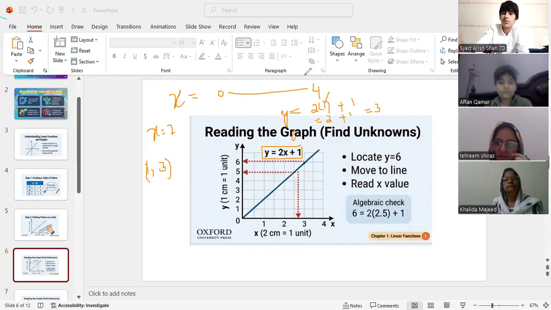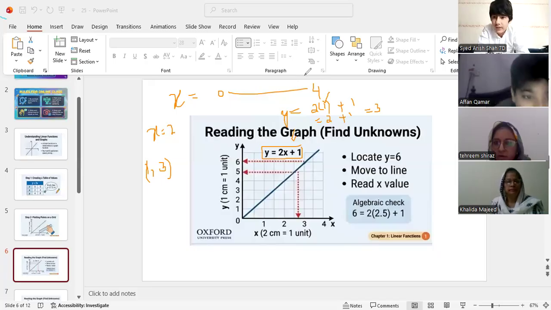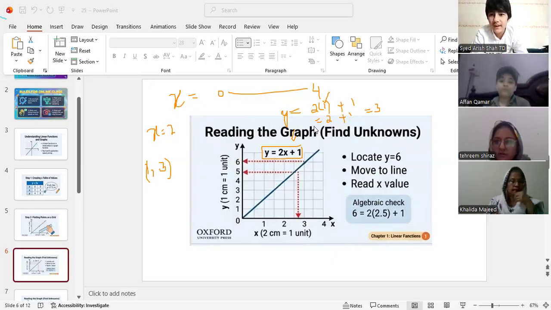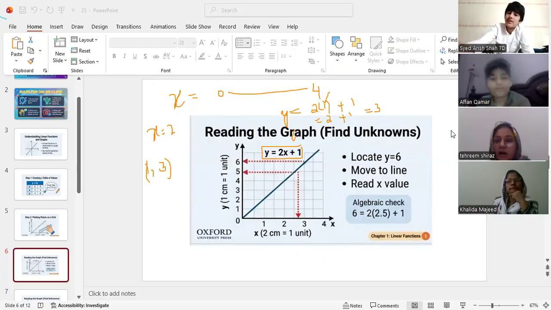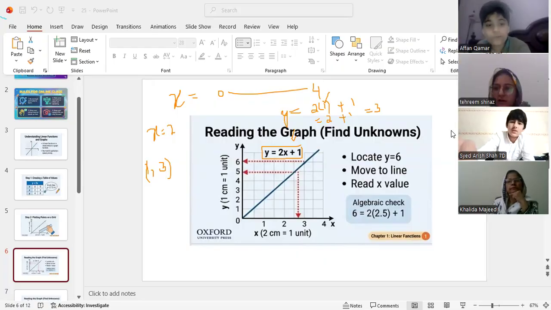Yes, Arish. Y will be 5. Yes. How did you calculate it, Arish? Ma'am, because it is simple. Yes. 2x means 2 multiplied by 2, plus 1. 2 multiplied by 2 plus 1. Yes. Afan, your answer was the same. Yes, ma'am, my answer is exactly the same.